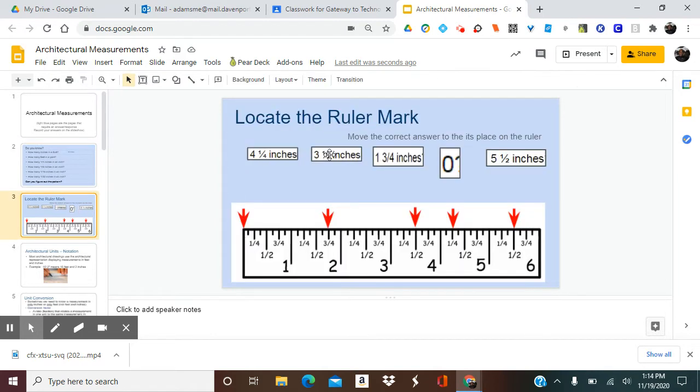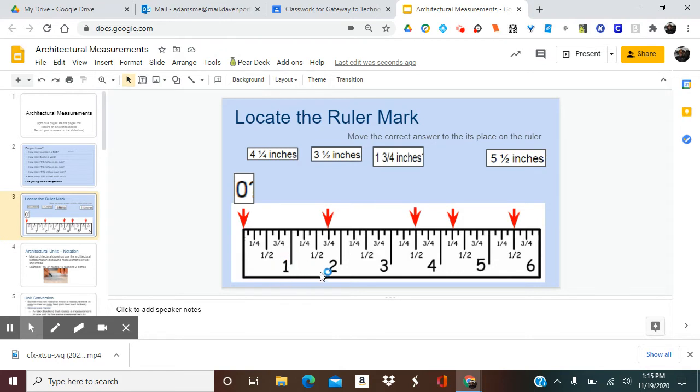Next thing you're going to do is locate the ruler mark. So you're going to move the answer to the place on the ruler. So this is just my way of seeing, can you actually read a ruler? So you're just going to grab the shape and move it to the red arrow that it goes with. So this is with a 0. That's where your ruler starts.